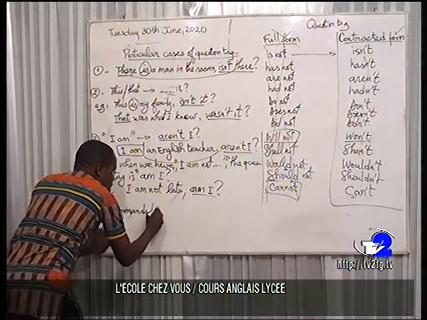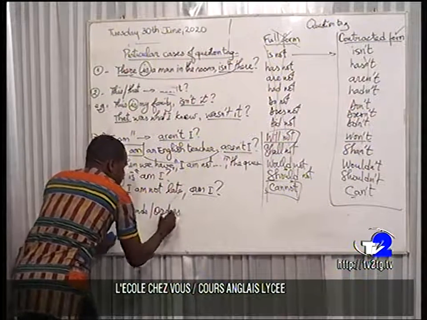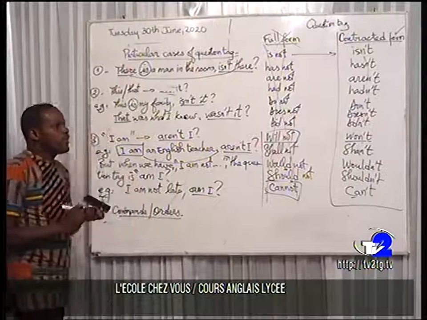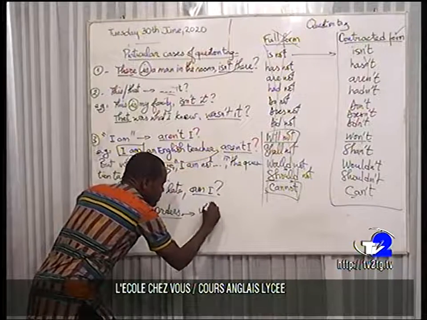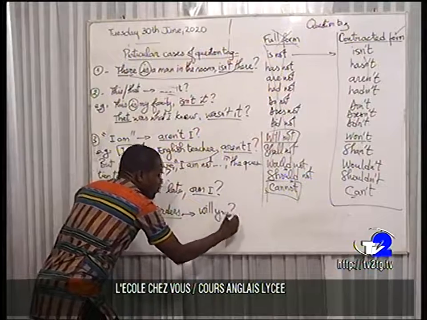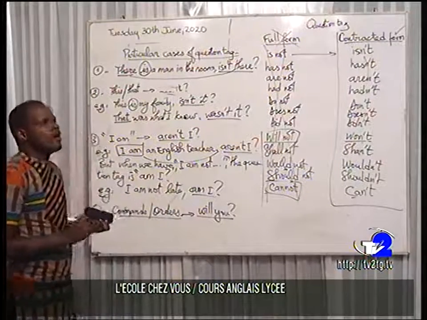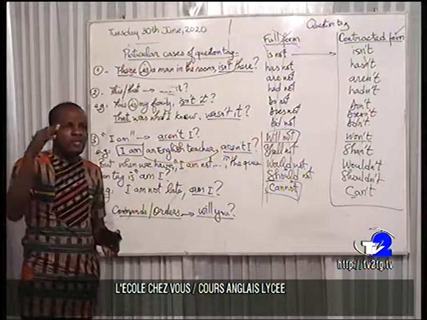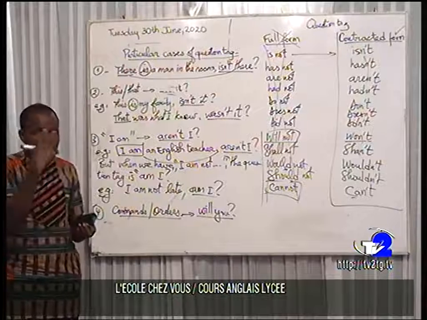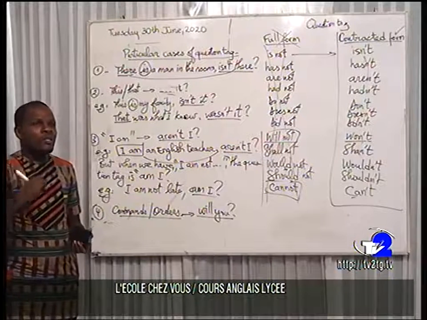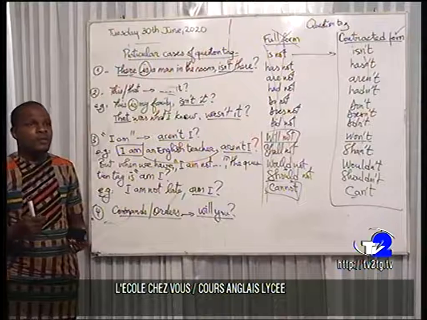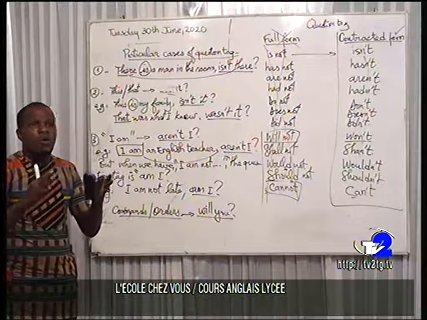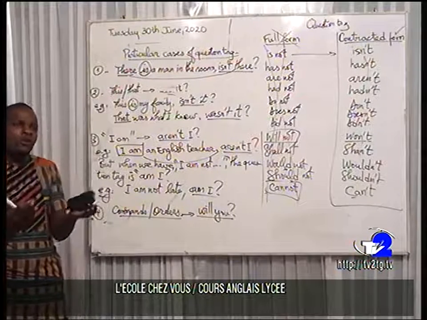Commands or orders. When you are giving a command or order, the question tag is always "will you". For instance, when we say "Sit down," I'm giving you an order. Sit down. Watch TV. Listen to me. Don't go away. Don't sit down. These are what? Orders. I'm giving you orders.